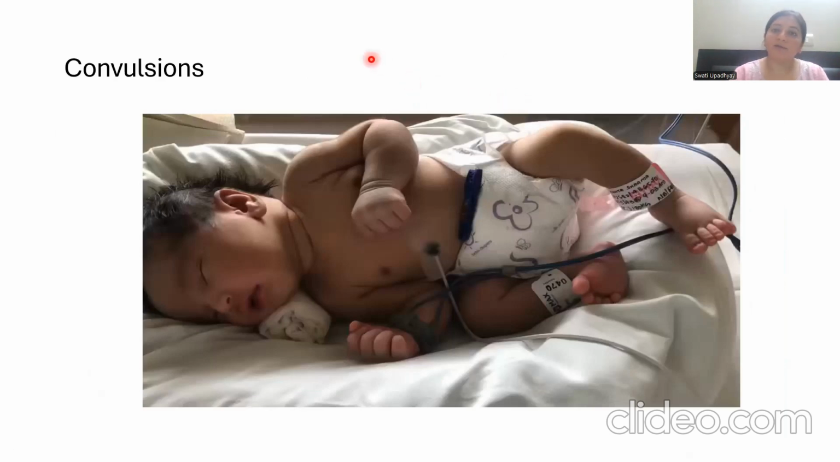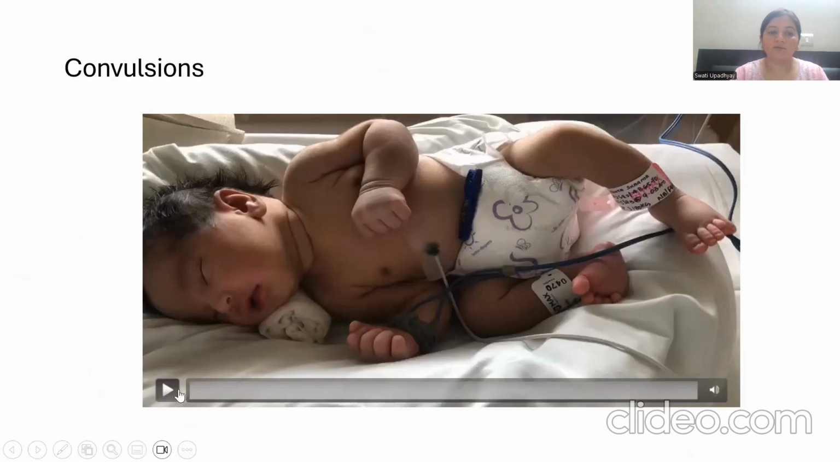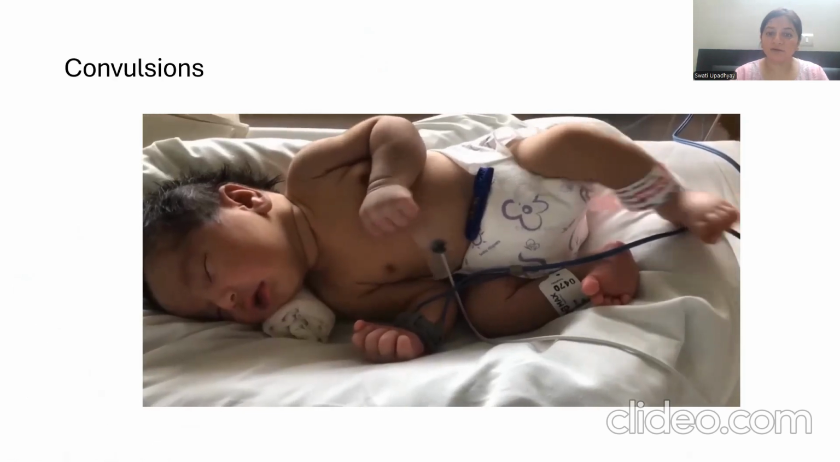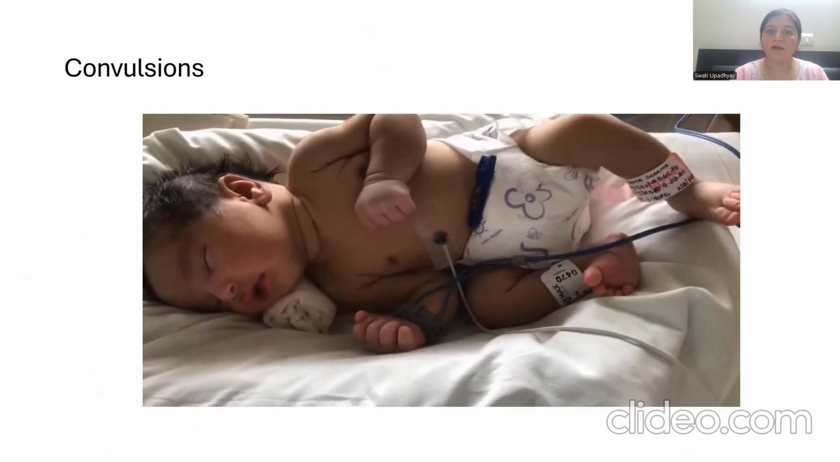Another important parameter to assess when you are assessing the sensorium is whether the baby is having any abnormal movements. Now look at this baby. This baby is having abnormal movements. As you can see, the baby is having repetitive, jerky movements of the left upper and lower limbs. These are convulsions.